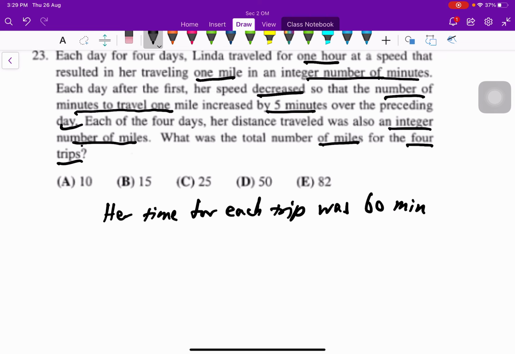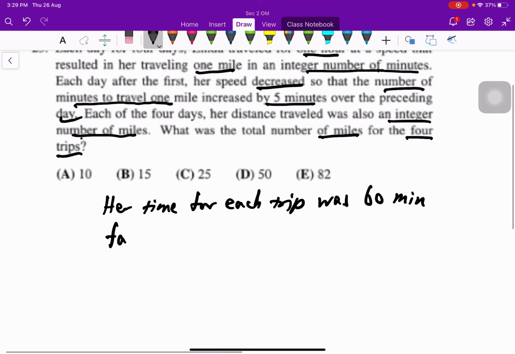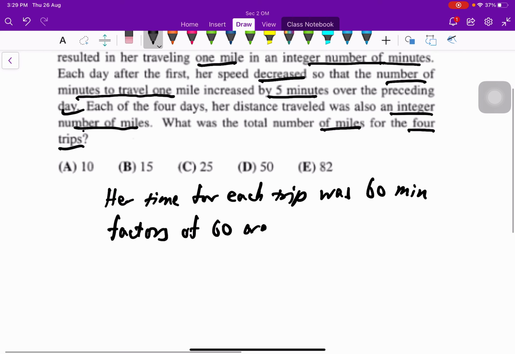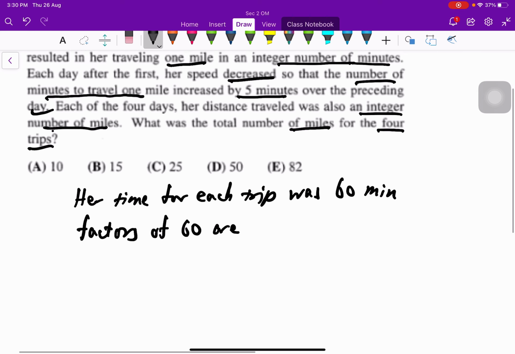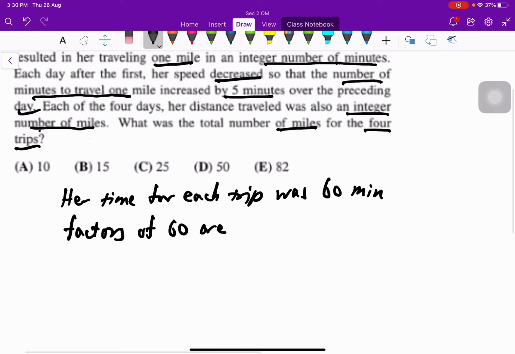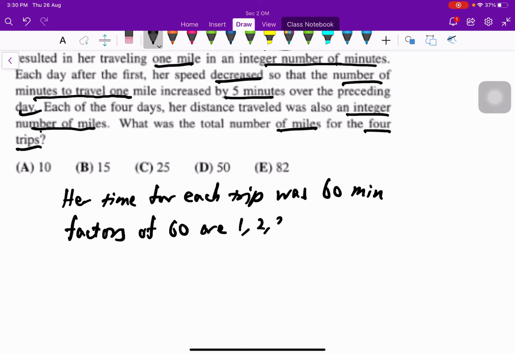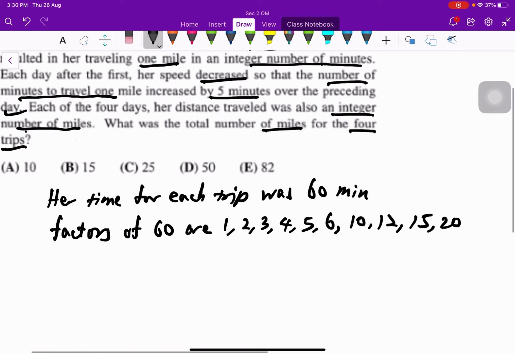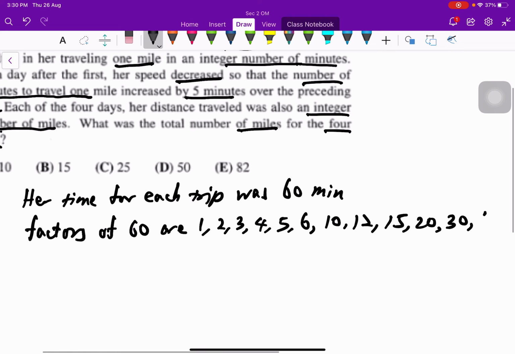Therefore, this question is actually looking at factors of 60. Okay, can we list down all the numbers? That will be 1, 2, 3, 4, and then 5, and then 6, and then 10, and then 12, and then 15, and then 20, and then 30, and then 60.